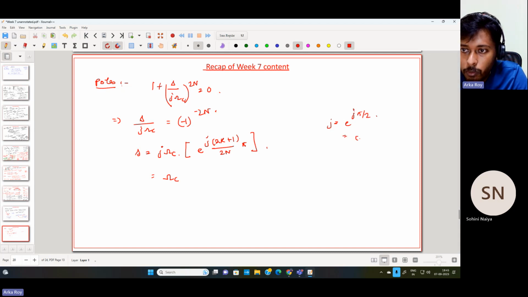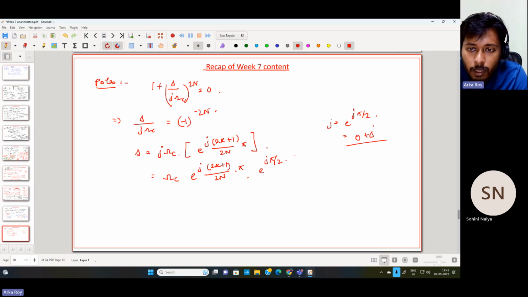That means cos pi by 2 will be 0 and sin pi by 2 is 1. So 0 plus j, it is j. So e to the power j(2k+1)/2n multiplied with pi, and there is a phasor with e to the power j pi by 2. So that means there will be a phase shift of plus pi by 2.